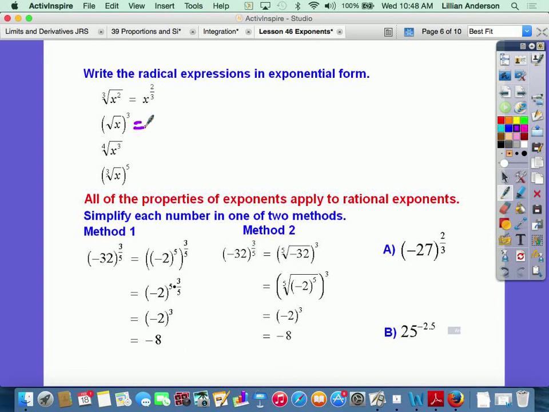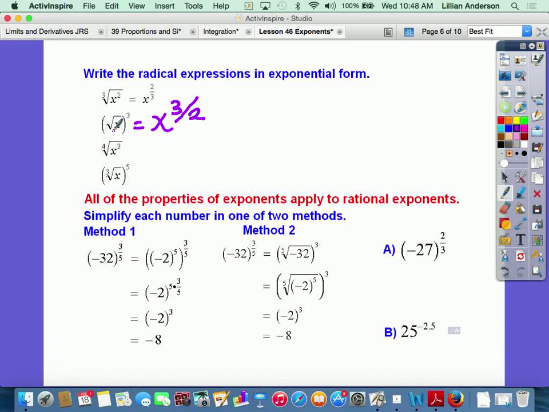All right, they should look familiar. Writing radical expressions in exponential form. Remember, the root is the denominator of that rational exponent. Whatever's attached to the x or attached to your variable, that's your numerator. So here, this would be x to the what? X to the 3rd. So it's going to be x to the 3 halves.